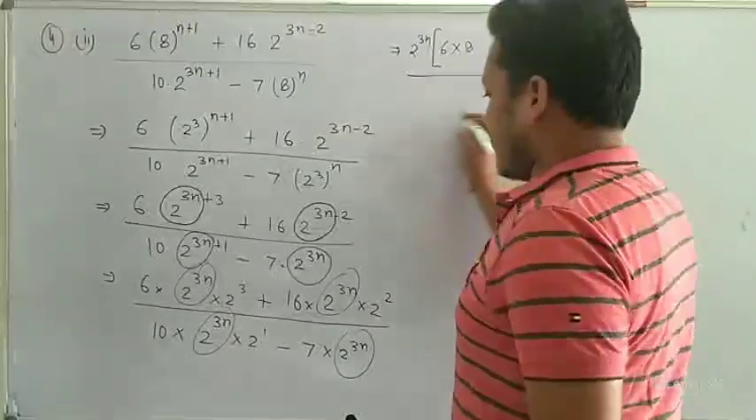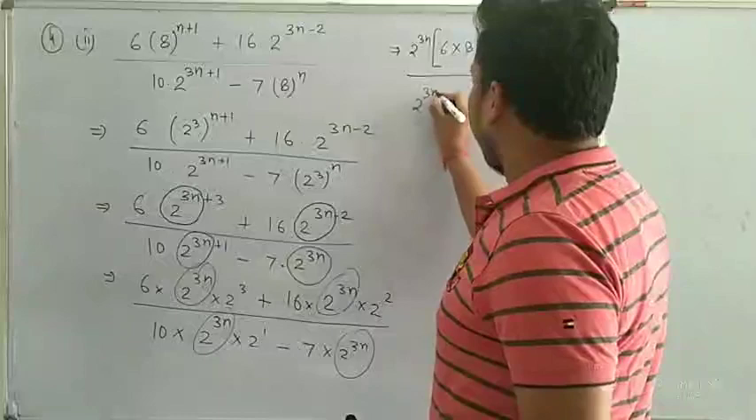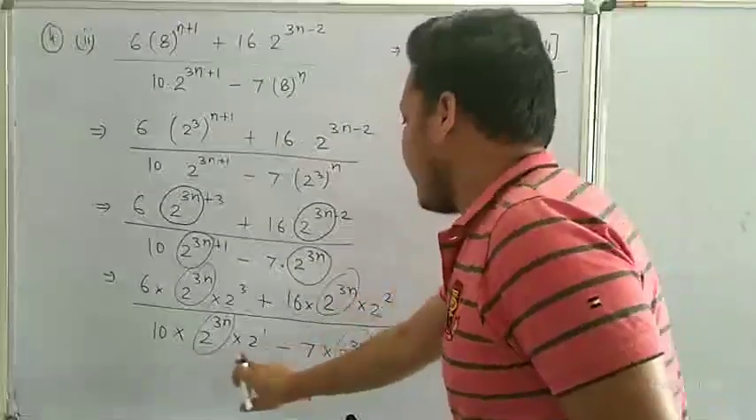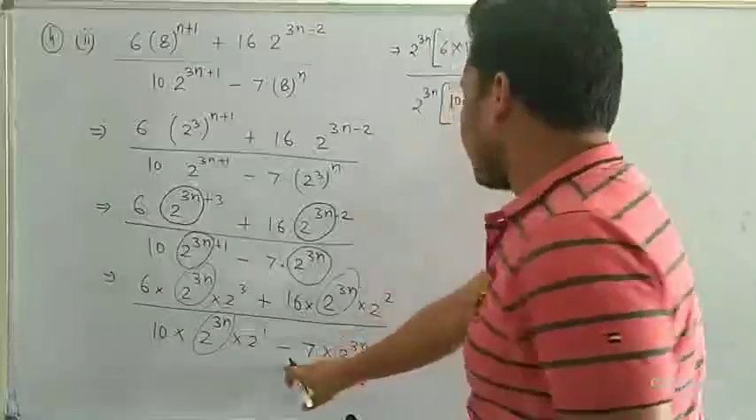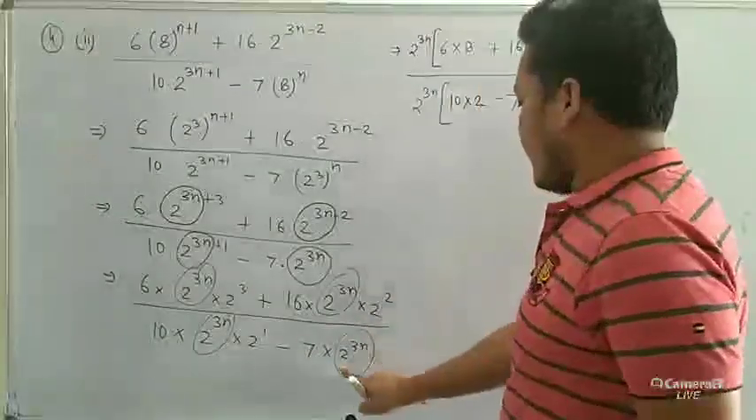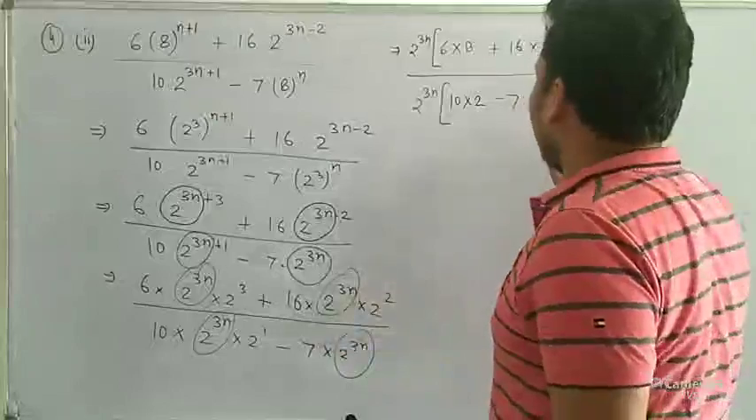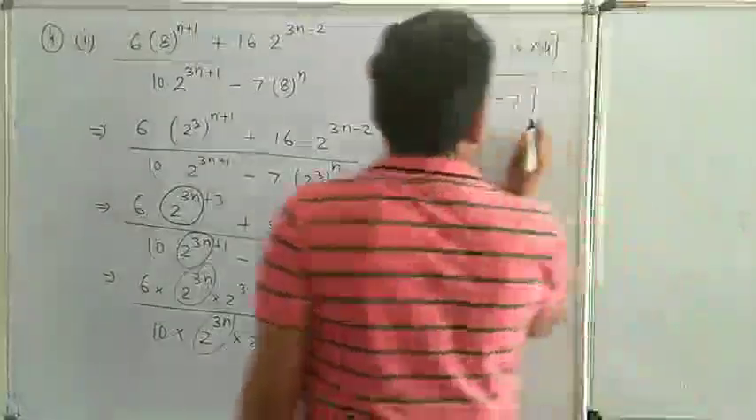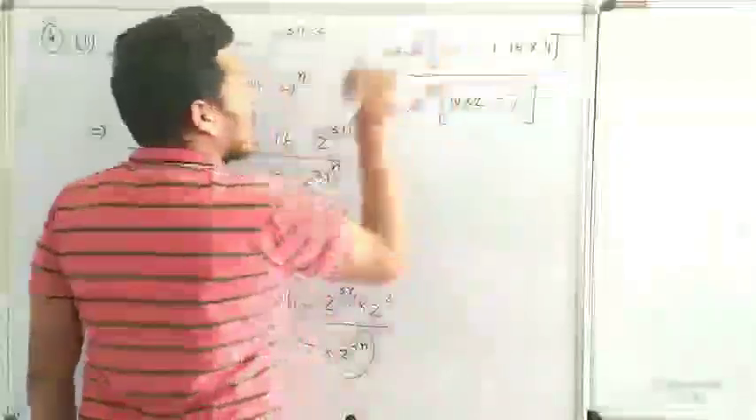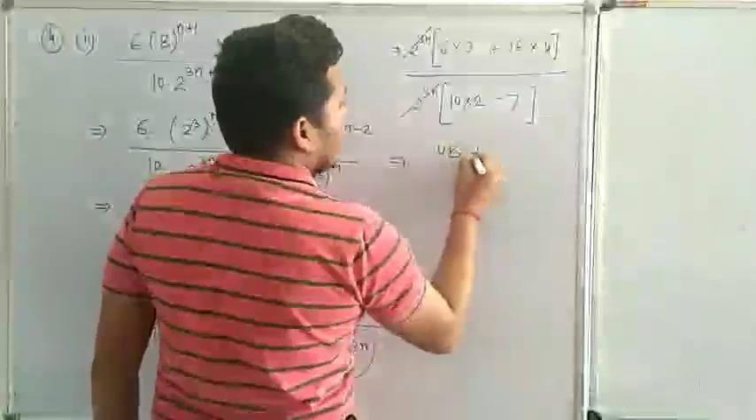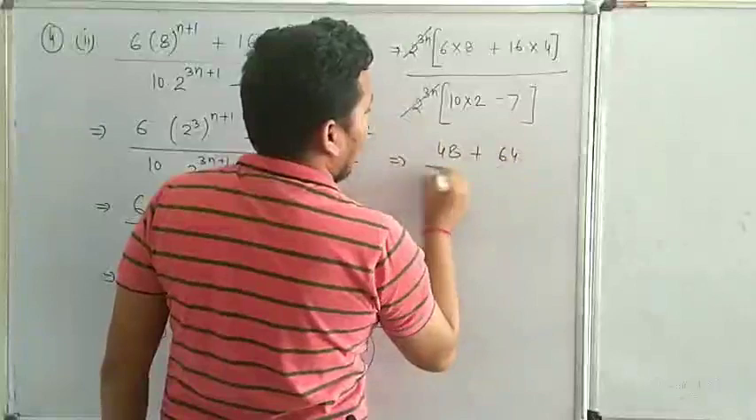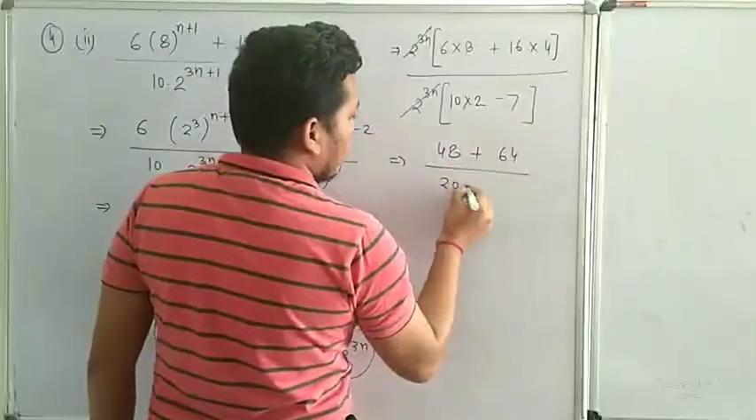Then upon, similarly, 2 to the power 3n common in the denominator. Then 10 multiplied by 2 and minus 7 into 2 to the power 3n common out, into 1 is left. So 7 into 1, 7. So then this 2 to the power 3n cancels out. Then it is equal to 6 8s are 48 plus 16 4s are 64 upon 20 minus 7.